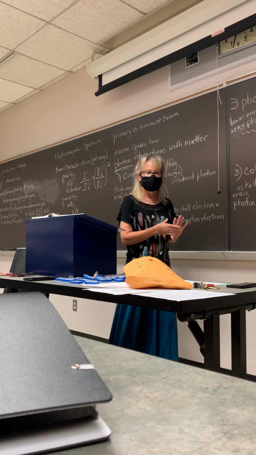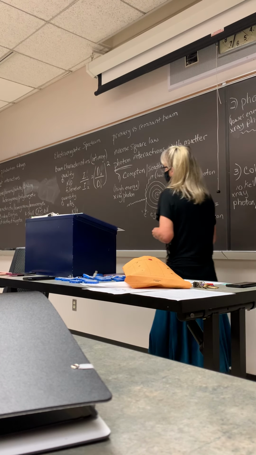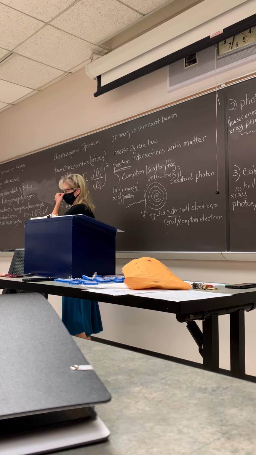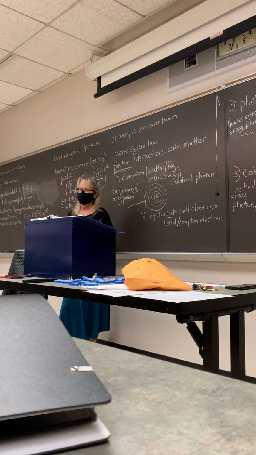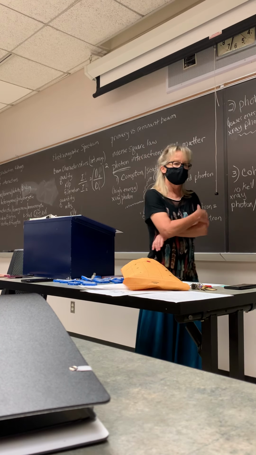The other one is called characteristic, and you need to know the other names for characteristic. It's also known as homogeneous, monoenergetic. Not very many energy levels occur in characteristic. So how does characteristic happen?